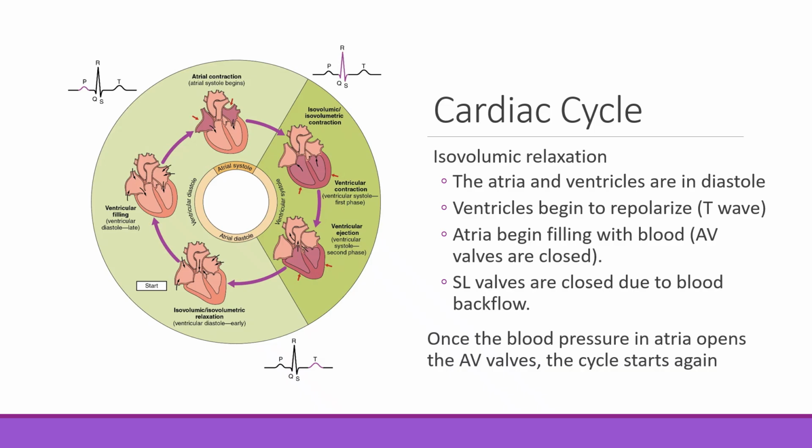And then finally, the isovolumetric relaxation. Both the atria and the ventricles are in diastole. The ventricles begin to repolarize, which is going to produce that T wave. The atria begin filling with blood. The AV valves are closed. The SL valves are closed to keep the blood that was just ejected from backflowing. Once the blood pressure in the atria opens the AV valves again, the cycle starts over.